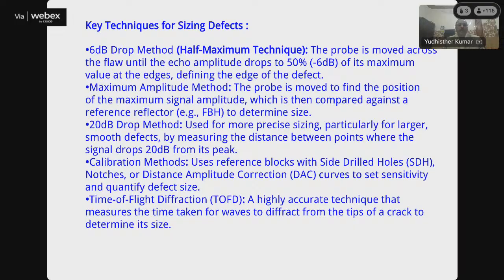Then the time of flight diffraction method. It is a highly accurate technique that measures the time taken for ultrasound waves to diffract from the tip of a crack to determine its size. Although it is not cost effective, when some specific requirement is there to determine the defect exactly, then the time of flight diffraction technique is used.